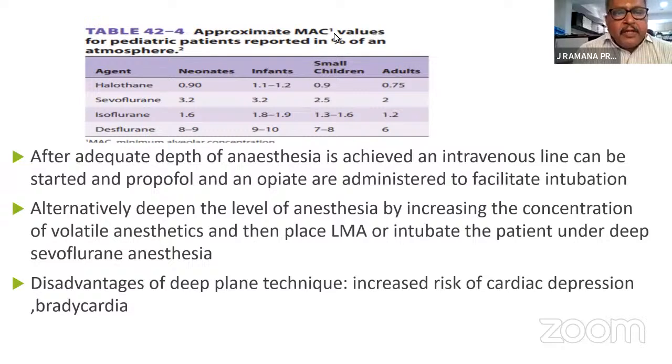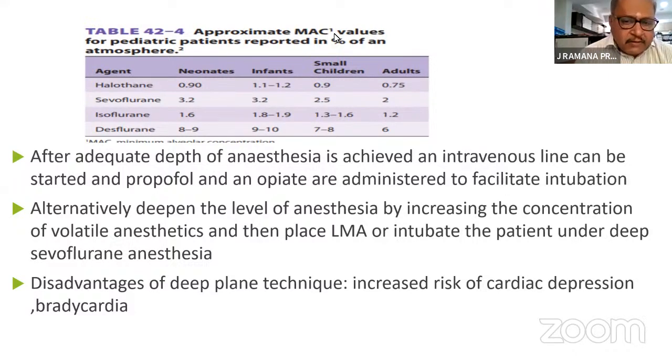Appropriate MAC values for pediatric patients. Halothane MAC value in adults is 0.75, whereas in infants it is 1.1 to 1.2. The MAC value of sevoflurane in adults is 2, whereas in infants it is 3.2. Isoflurane MAC value is 1.2 in adults, whereas in infants it is 1.8 to 1.9. MAC value of desflurane in adults is 6, whereas in infants it is 9 to 10.